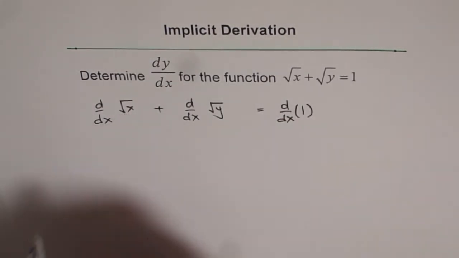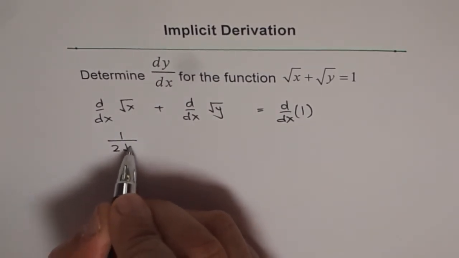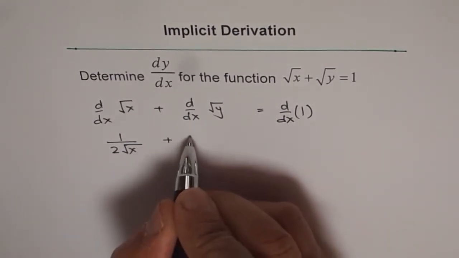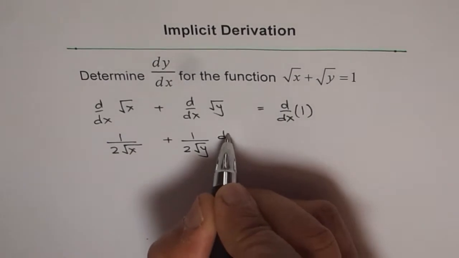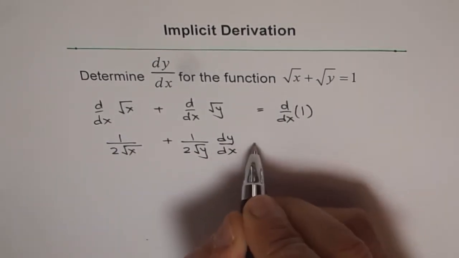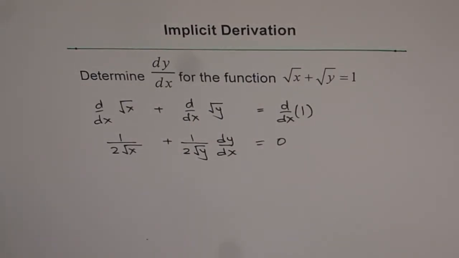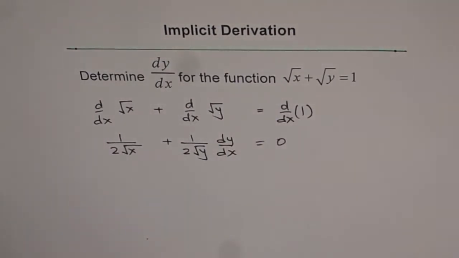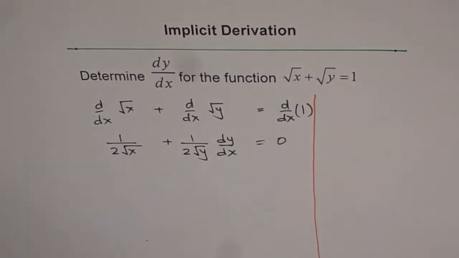Now d/dx of square root of x is 1 over 2 square root x. d/dx of square root of y is 1 over 2 square root y times dy/dx. And the derivative of 1 is 0. Now how did I get this? Let me show you the derivative of square root of y here on the side so that this step is very clear to you, and then I'll continue, right?